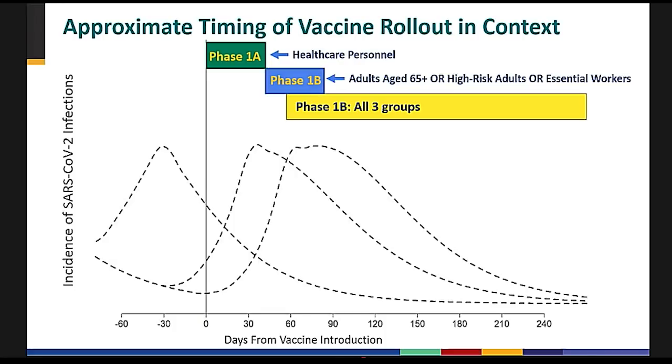As a reminder, in phase 1A, we allocate the first 20 million vaccine courses to healthcare personnel. After this initial allocation of 20 million, we then move to phase 1B, where we initially allocate 20 million courses to adults aged 65 plus, or adults with high-risk medical conditions, or to essential workers. Once that initial 20 million courses is allocated to one of the 3 groups exclusively, we then allocate the remaining courses of the vaccine to members of the 3 groups concurrently.